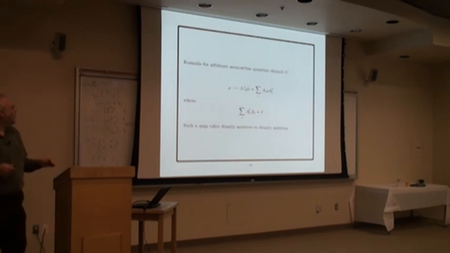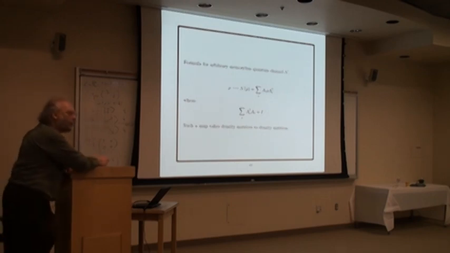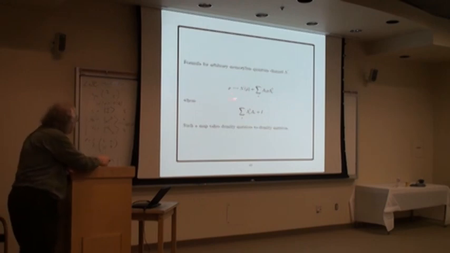So what is a quantum channel? Well, I'll tell you. It takes a density matrix, so rho, the density matrix in, goes to a sum of A_i rho A_i dagger. If you put a trace one symbol into the channel, you get a trace one symbol out of the channel.